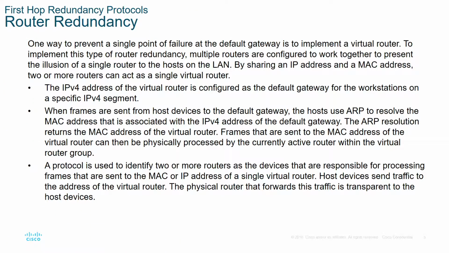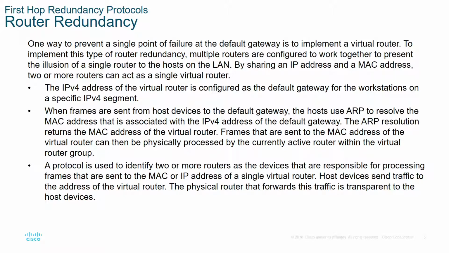Router redundancy. One way to prevent a single point of failure at the default gateway is to implement a virtual router. To implement this type of router redundancy, multiple routers are configured to work together to present the illusion of a single router to the hosts on the LAN. By sharing an IP address and a MAC address, two or more routers can act as a single virtual router.